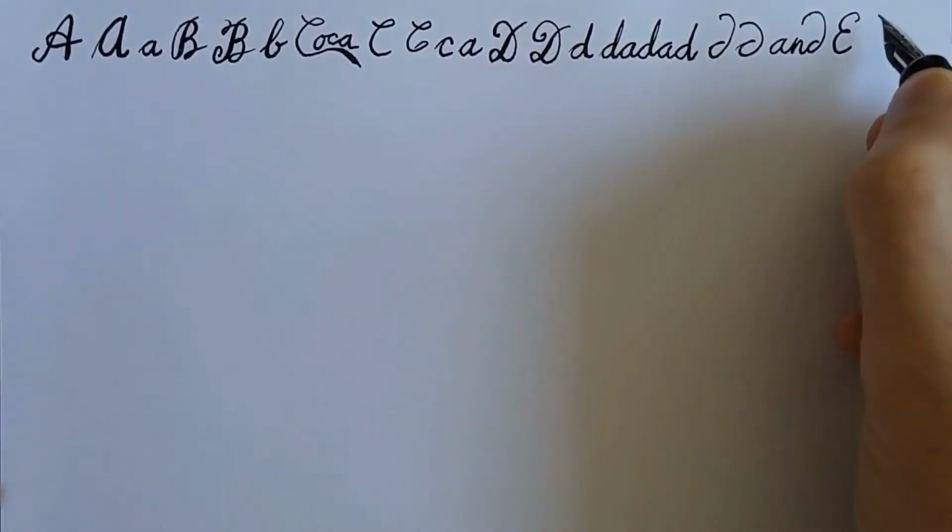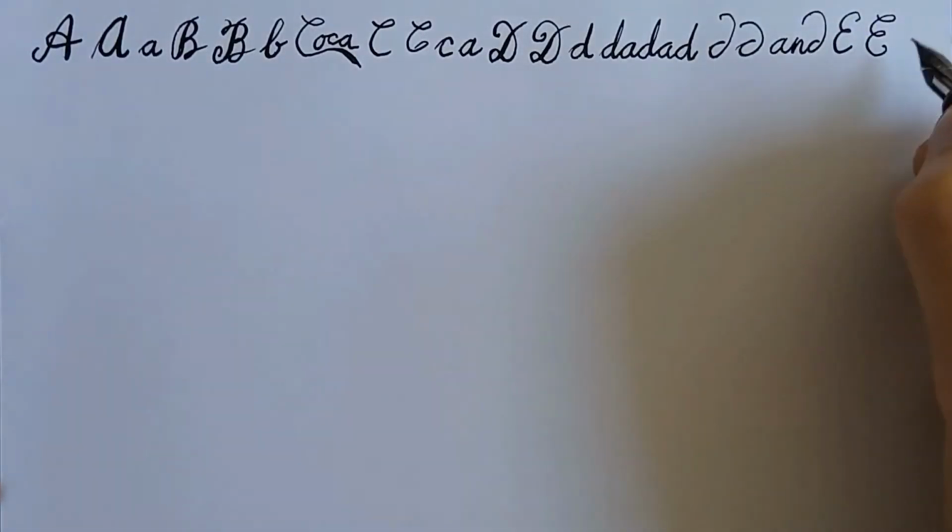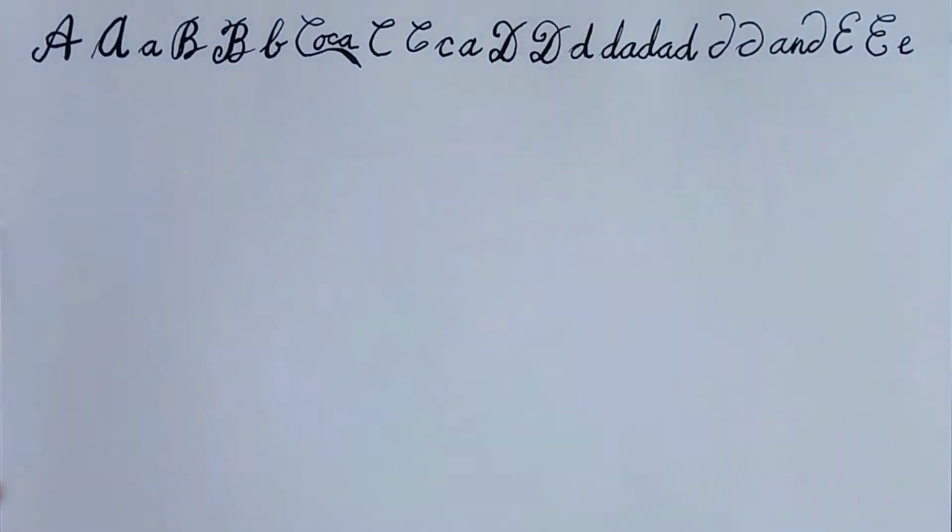Let's get to E, another one of the letters that I don't enjoy all that much in its capital form. You can do it like this, you can be a little bit more ornate. The small e is the same height as a small a. Just looks like this.